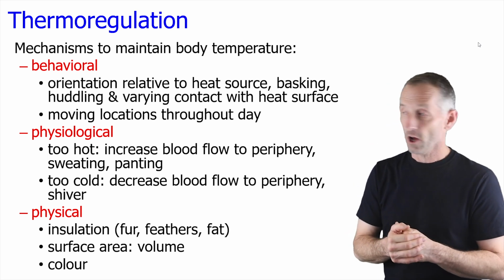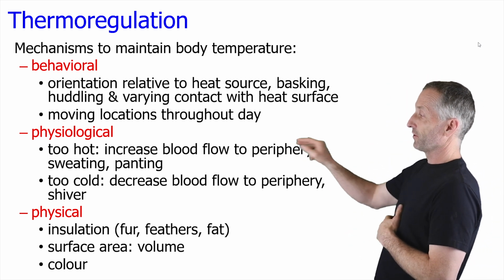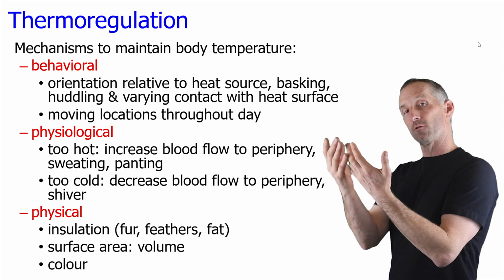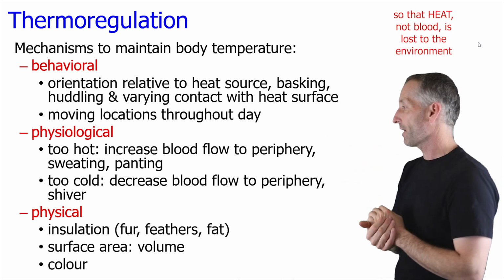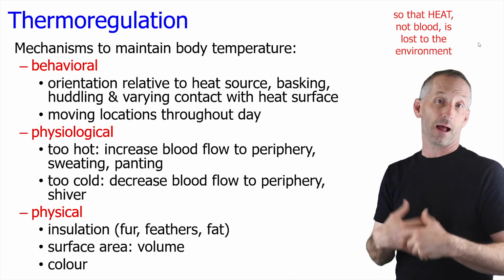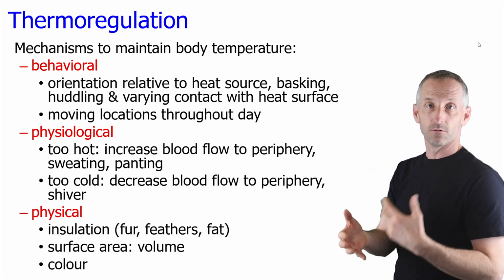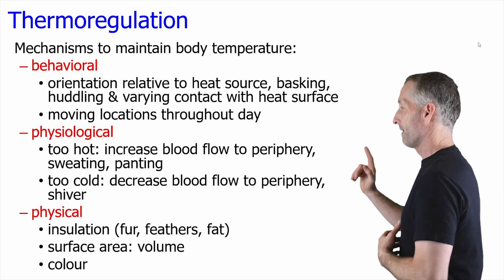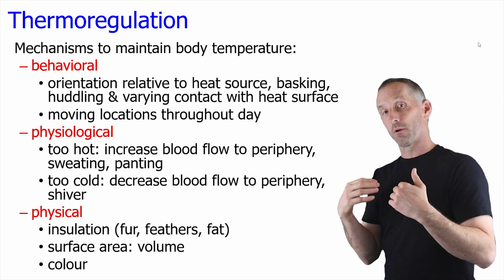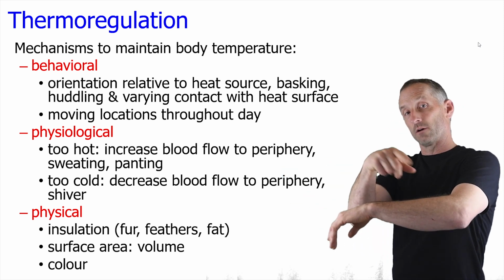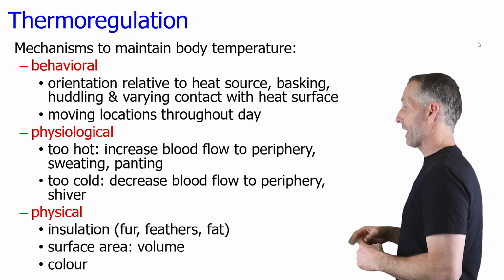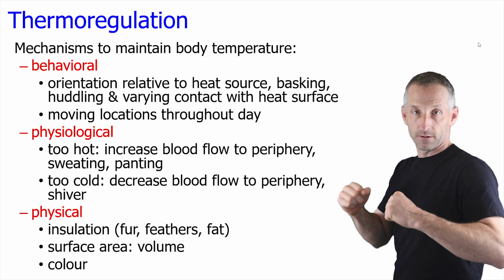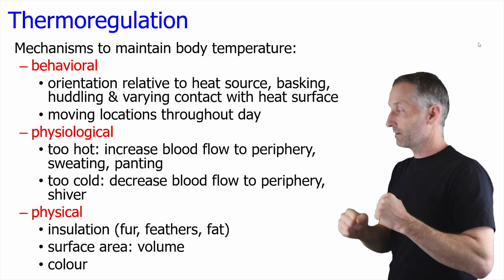But there's also physiological thermoregulation, such as if you're too hot, you can increase the blood flow to your periphery so that heat is lost to the environment. Or in mammals, we can sweat to increase evaporative cooling. Or you can pant for the same purpose. Or if you're too cold, you can decrease blood flow to the periphery so it doesn't get cold out to the environment. And you can shiver to generate metabolic heat through activity.